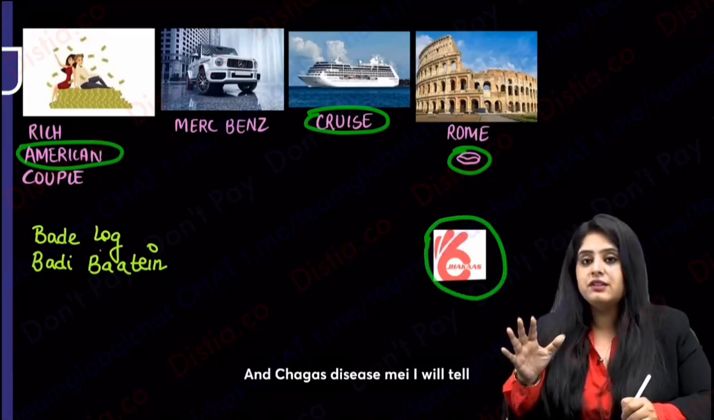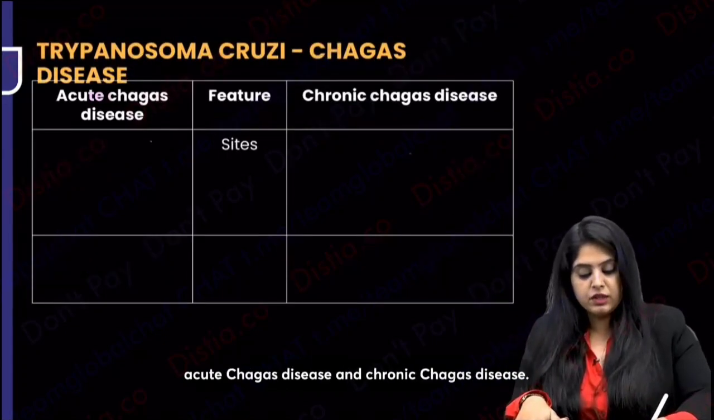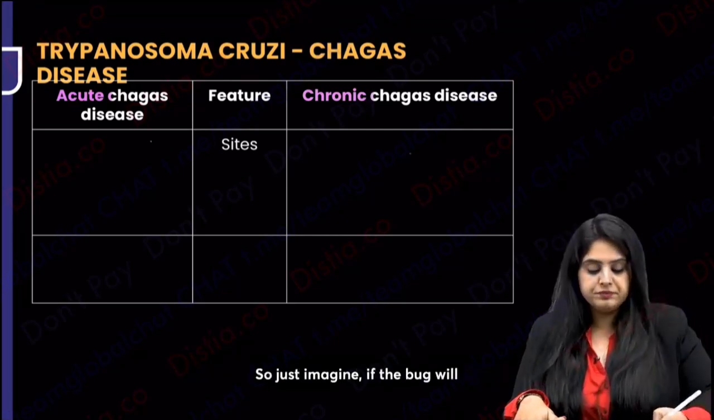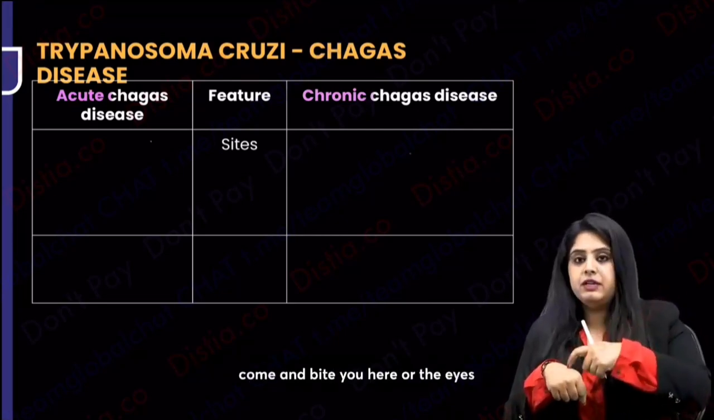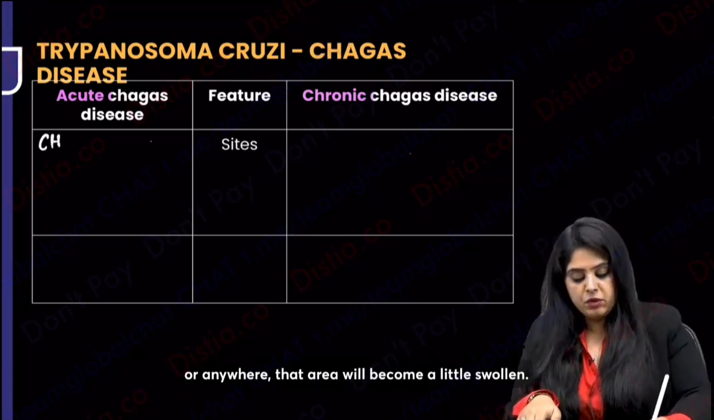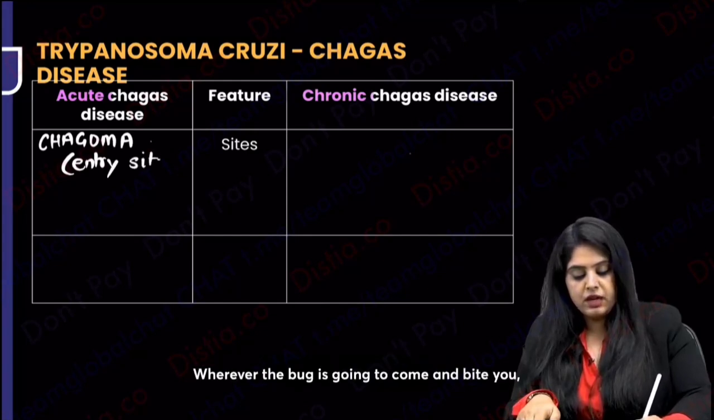disease. And for Chagas disease, I will tell you now the story that this is of two types, acute Chagas disease and chronic Chagas disease. So just imagine, if the bug comes and bites you here or on the eyes or anywhere, that area will become a little swollen. That is known as chagoma. Chagoma, you can say, is nothing but entry site edema. Wherever the bug comes and bites you, there is going to be entry site edema.